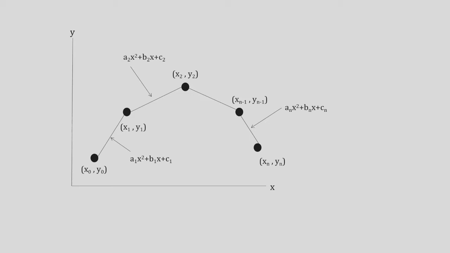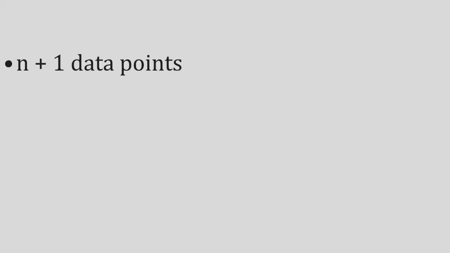So through two consecutive data points, we can have a quadratic spline or a quadratic polynomial. So we have n plus 1 data points that is already given to us because our data points are starting from x naught, y naught all the way to x sub n, y sub n. So if we have n plus 1 data points, how many splines do we have? So we have n splines, okay?